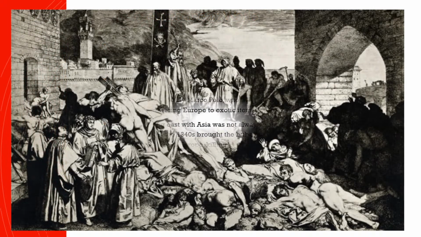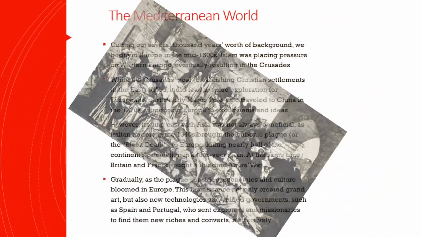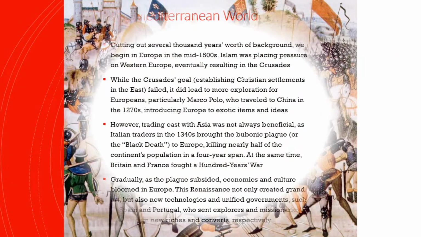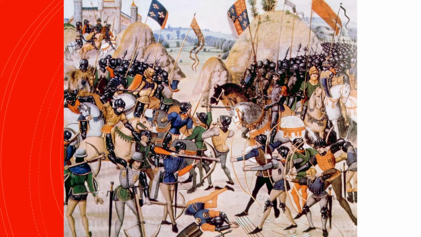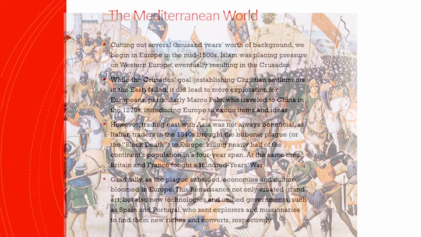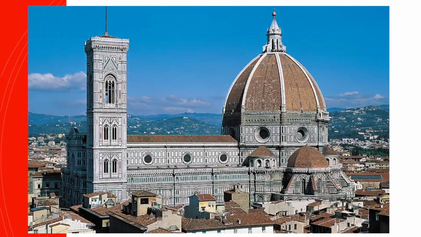Here's a bunch of people dying from the Black Death. I spent almost an entire day on it in my European history class. It's a lot. Here's the 100 Years' War, optimal bow range. Everybody knows you send the bowmen up front and you have the cavalry in the back. This is the cathedral in Florence during the Renaissance. This was the first dome built since the Roman Empire fell 1,000 years prior. So that's kind of a big deal.